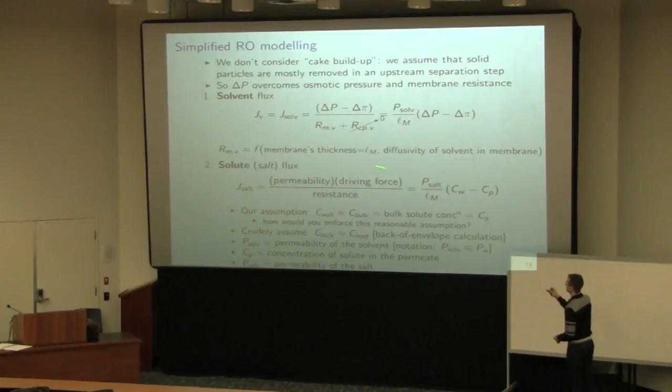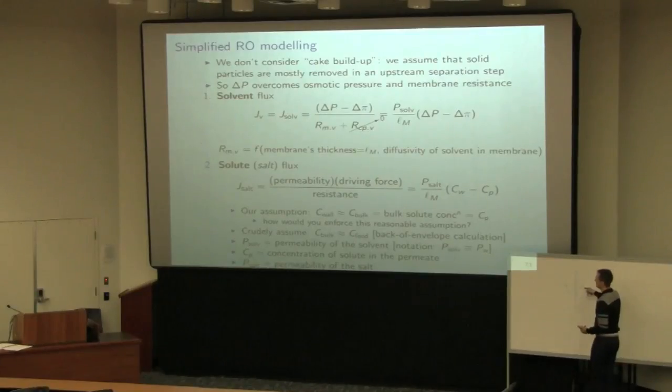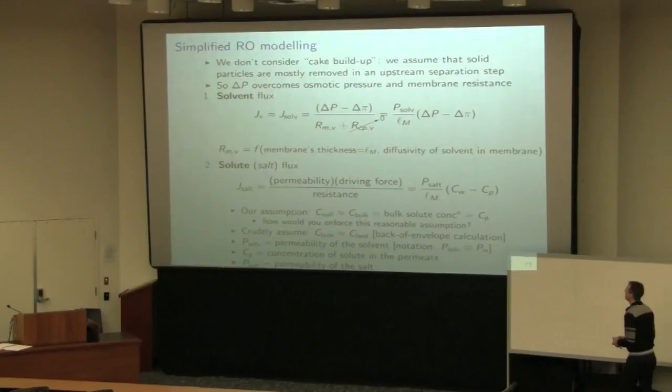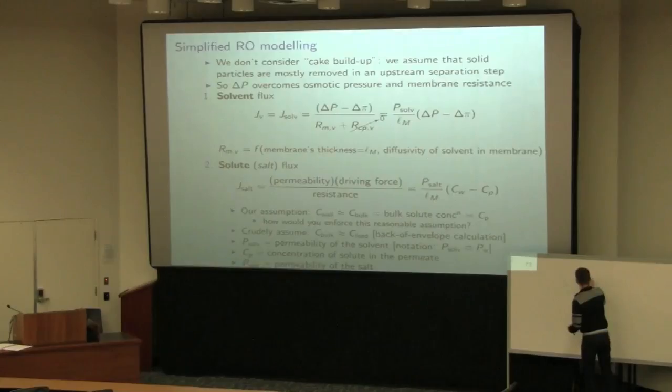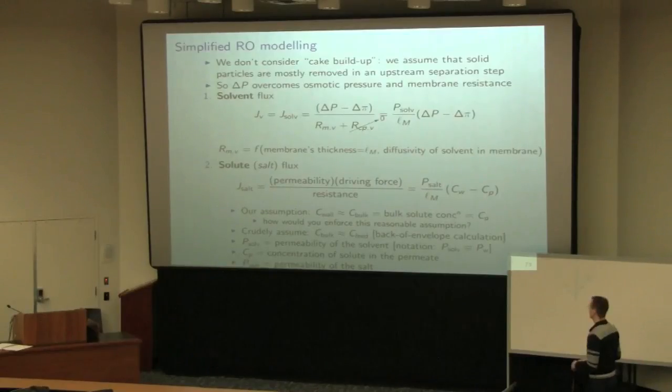So this equation is purely looking at salt flux. And what we say is, well, we can't really estimate the wall concentration. If there's even just some slight buildup over here, the wall concentration is going to go up. So if we assume very well mixed on the feed side, then the bulk concentration is approximately equal to the wall concentration. That's a very reasonable assumption, and doesn't lead to significant error in our calculations.